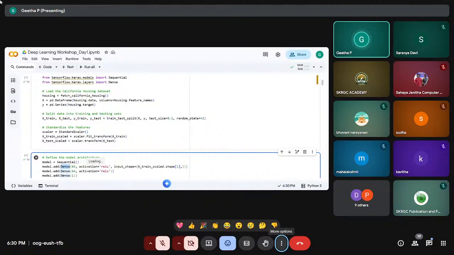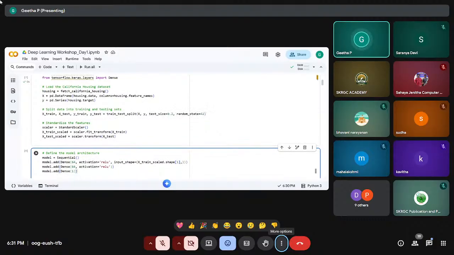We use 64 neurons, meaning 64 units in the layer. We have the ReLU activation function, which adds non-linearity. The input shape specifies the number of input features or columns in our data. The X train scaled shape gives the number of input features for the California housing data set. It has 8 features, so this layer accepts 8 input values per sample.